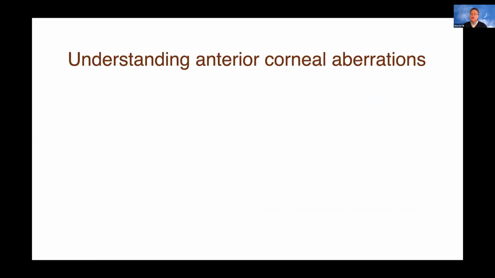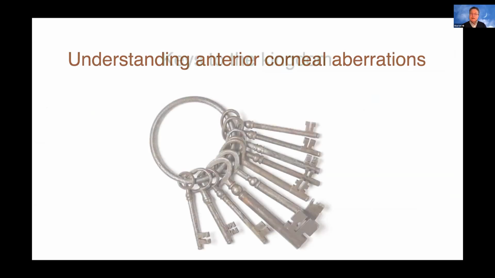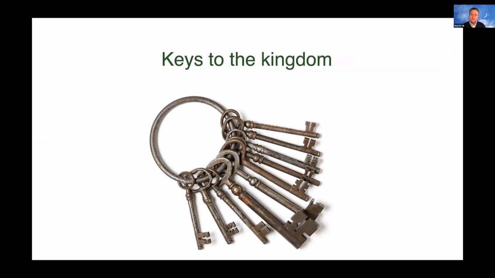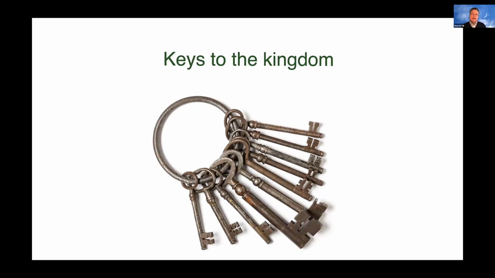Okay, so now we're going to talk about corneal aberrations. And this is one of the most important aspects in modern ophthalmology as we look to help our patients with a lot of the newer, more sophisticated lenses. And I would put to you that this is the equivalent of keys to the kingdom in understanding what the patients may be trying to tell us about the vision.